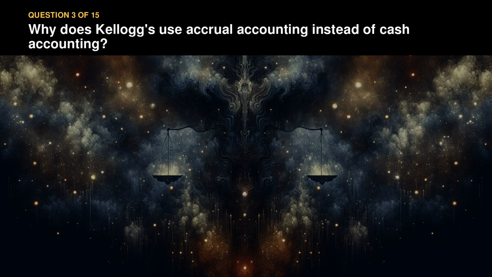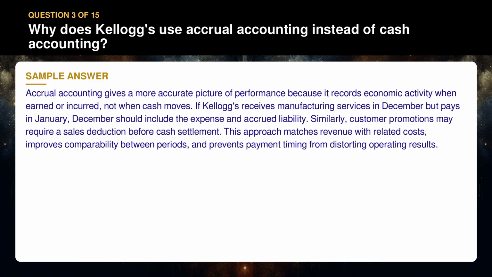Question 3. Why does Kellogg's use accrual accounting instead of cash accounting? Accrual accounting gives a more accurate picture of performance because it records economic activity when earned or incurred, not when cash moves. If Kellogg's receives manufacturing services in December but pays in January, December should include the expense and accrued liability. Similarly, customer promotions may require a sales deduction before cash settlement.